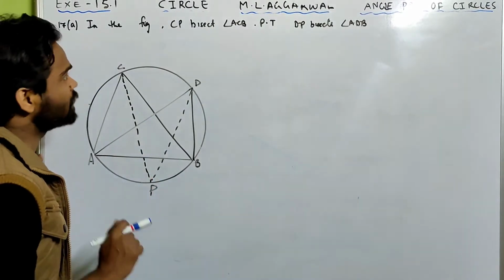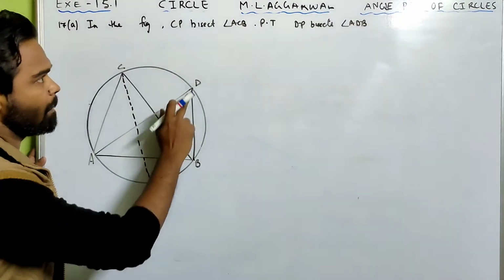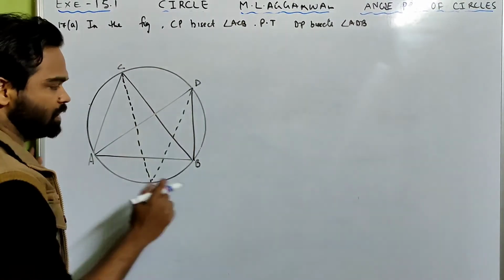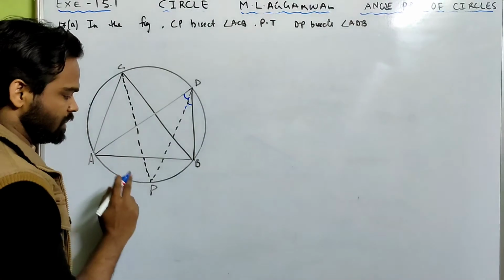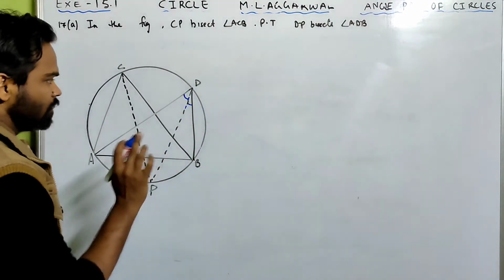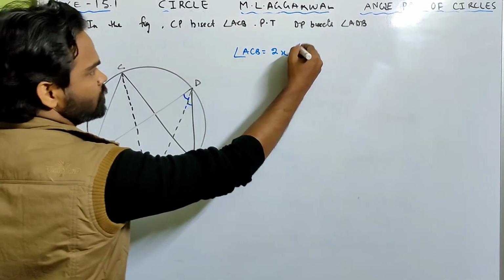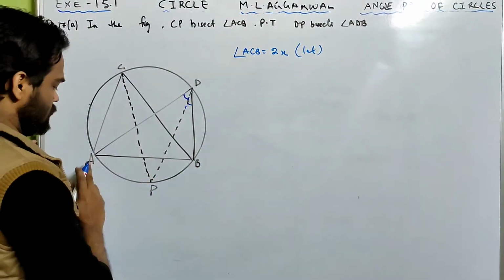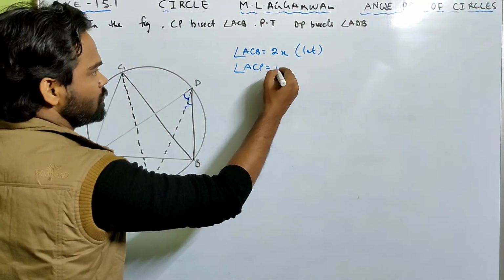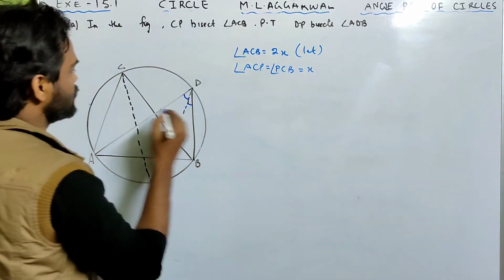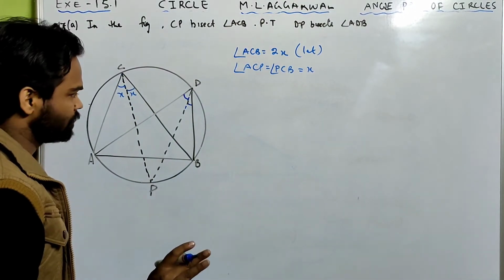Now look at this sum, 17 part A. Very interesting. In the figure, CP bisects angle ACB. Prove that DP bisects angle ADB, which means we need to prove that these two angles, angle ADP and PDB, are same. Now first of all, let angle ACB be equal to twice X. Okay. Then angle ACP will be equal to PCB, which will be X degrees each. So this is X and this is X. No doubt, because CP is the bisector. They have given that.